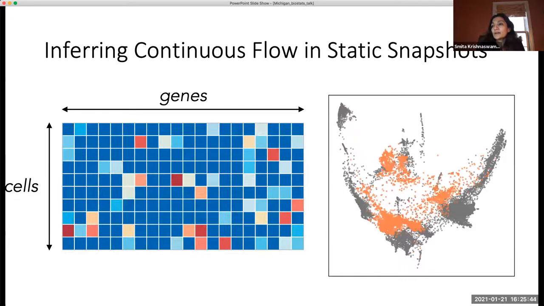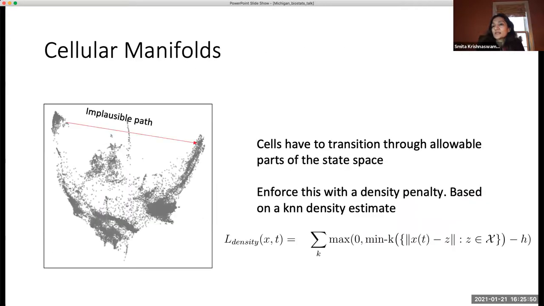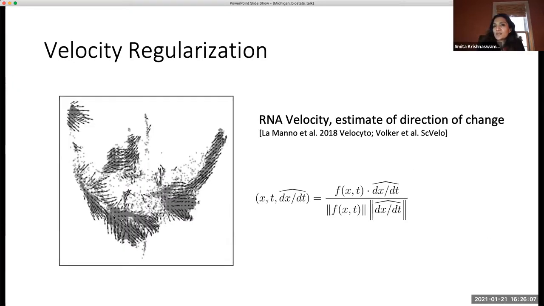Another thing we're doing is that we want to discover the flow through the data, and not across the data. So again, we want to use our manifold learning as a penalty to guide. What we do here is we use a density regularization, so that the flow has to go through areas of density as much as it can. And the final type, which I think is available on many data types, is a velocity regularization.